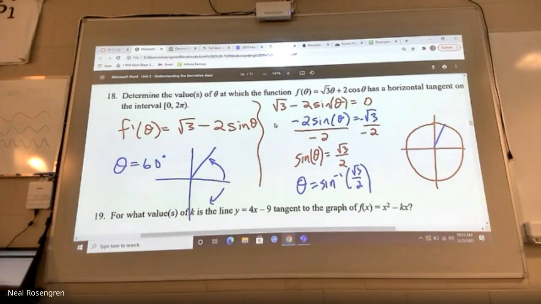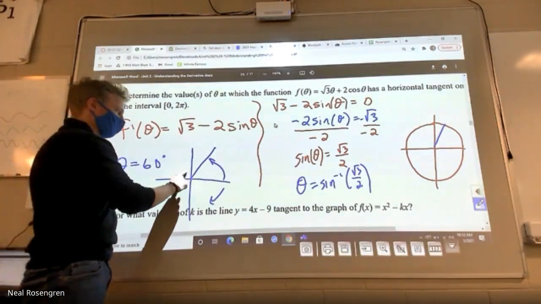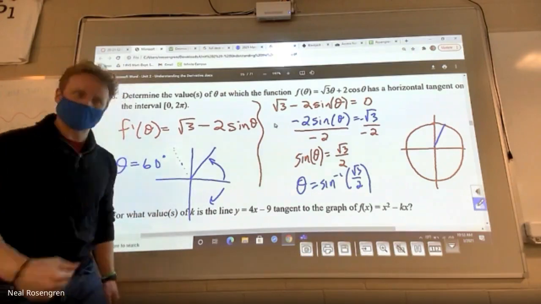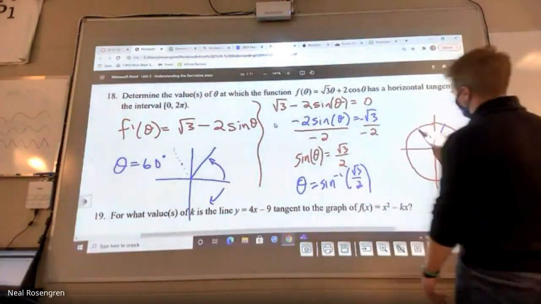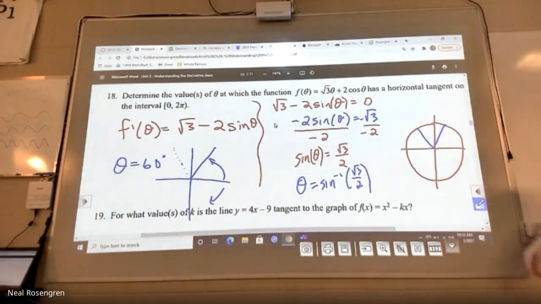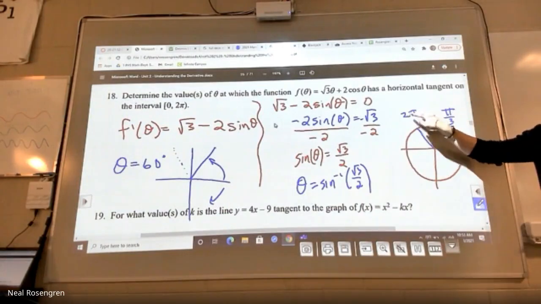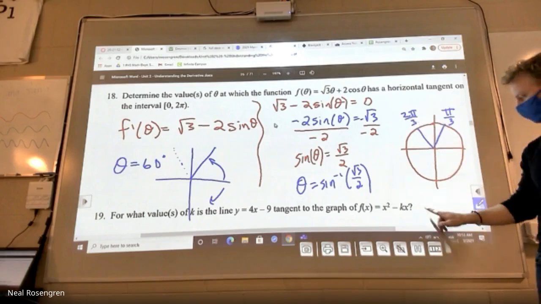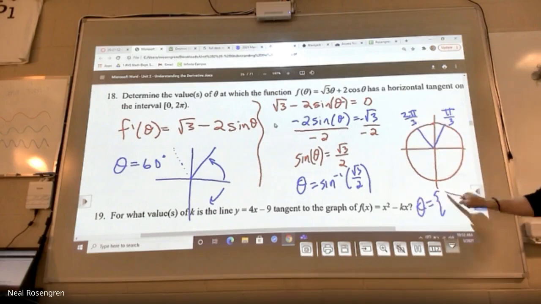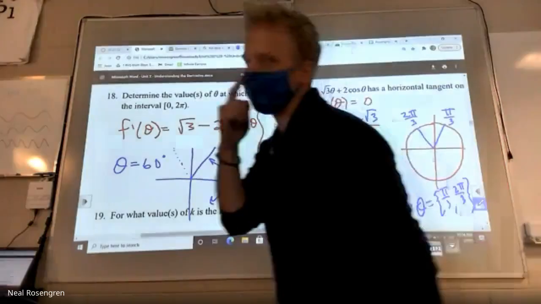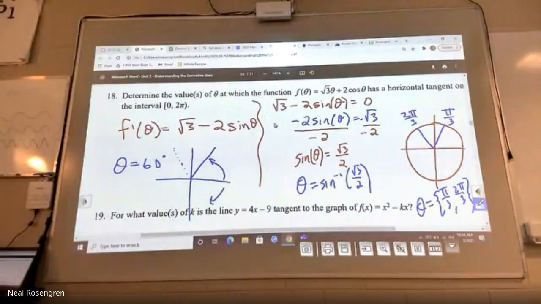But there's another one. What's the other one? Yeah, there's another one. The problem is it's over here. And your calculator is never going to give you both of them. Right? It's only going to give you pi over 3. We're going to have to make that leap. So theta equals the set pi over 3. That's how I would write that best if I was really getting all fancy and nice.